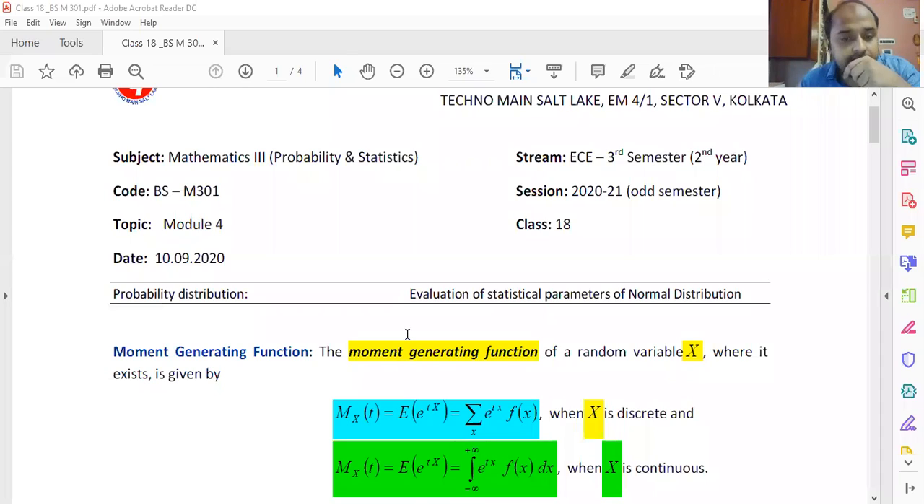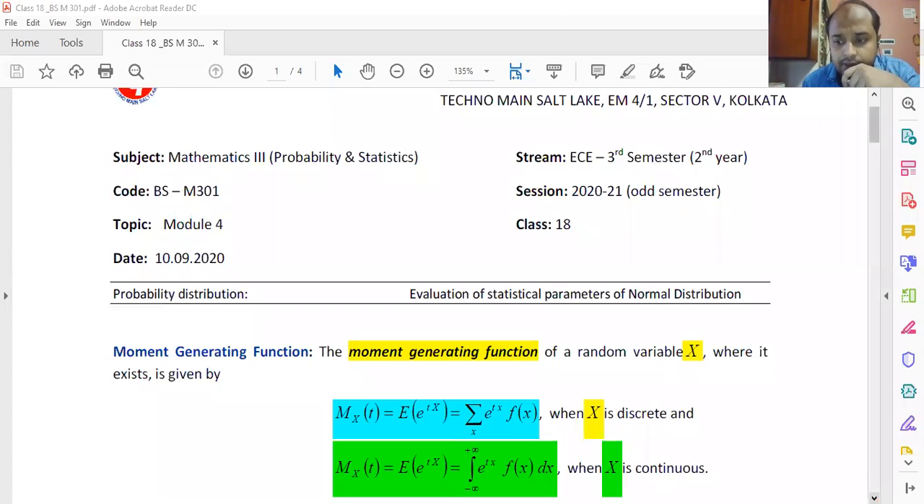Start my today's session with again this mathematical tool of moment generating function, and my today's main topic which I want to discuss is about evaluation of statistical parameters of normal distribution. Yesterday I discussed the evaluation of the statistical parameters for binomial and Poisson. Today is the time for normal to come into the picture.